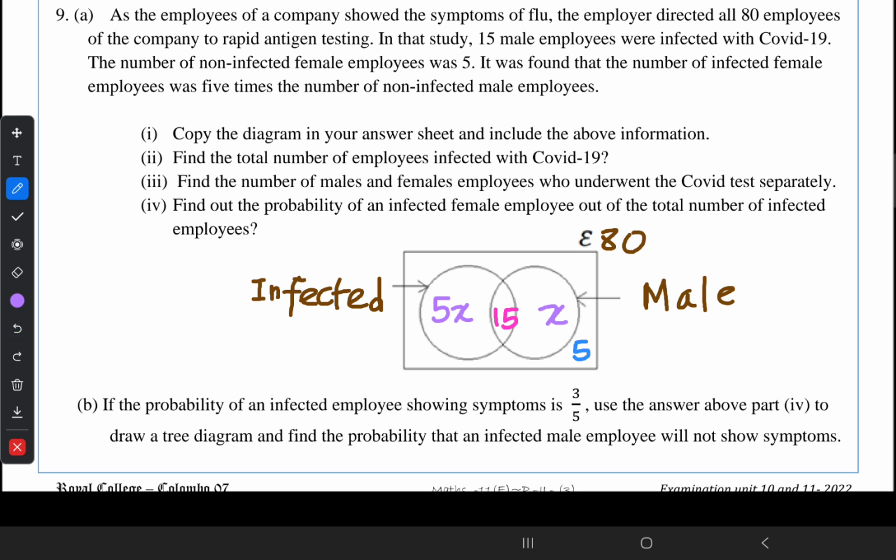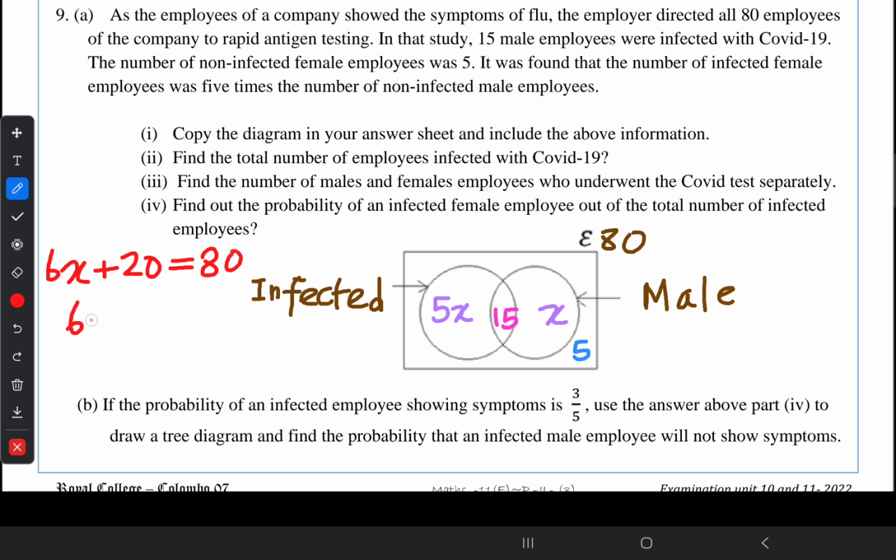By using these values, we have to construct an equation. Let's add all these values. Definitely the sum of all these values should be 80. Likewise, we can simplify to get the answer. So 5x plus 15 plus x plus 5. 5x plus x is 6x, plus 15 plus 5 is 20. That equals 80.